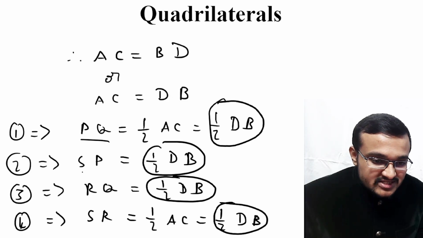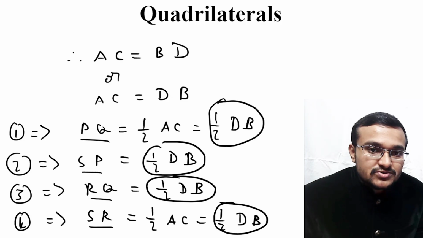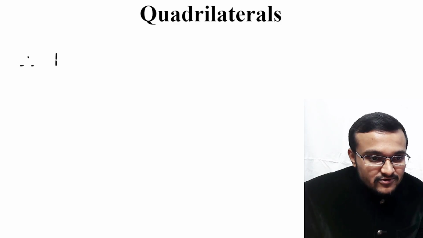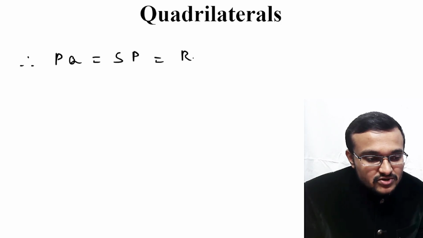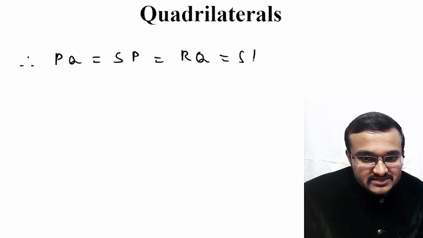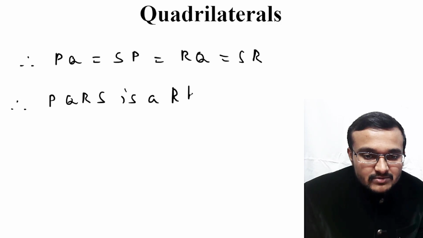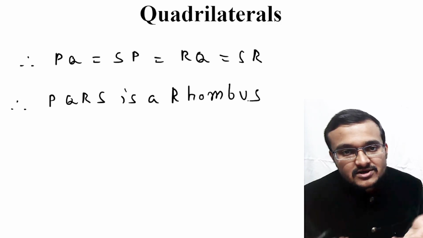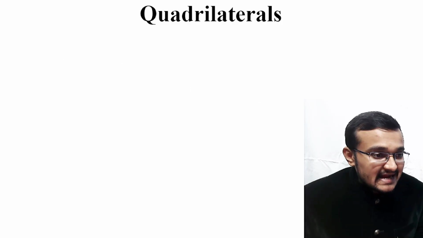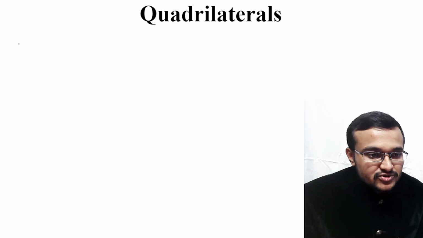So that means PQ is equal to SP is equal to RQ is equal to SR. So therefore PQRS is a rhombus because all sides are equal to each other. So this is what they had asked to prove in this question, and we have proved that.